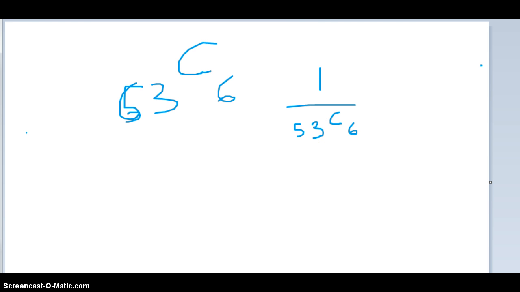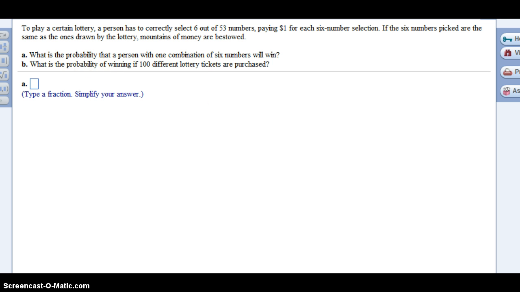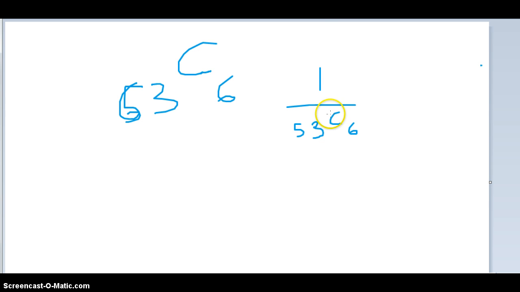Part B says you're buying 100 tickets. So instead of just having 1 option, how many ways can you get a winning ticket? Now you have 100. So you're going to multiply that previous probability by 100. And so for part B, you just have 100 on top instead of just 1 chance of winning.